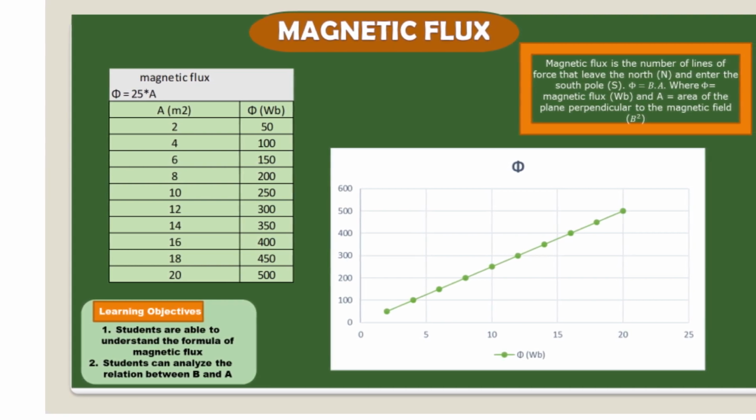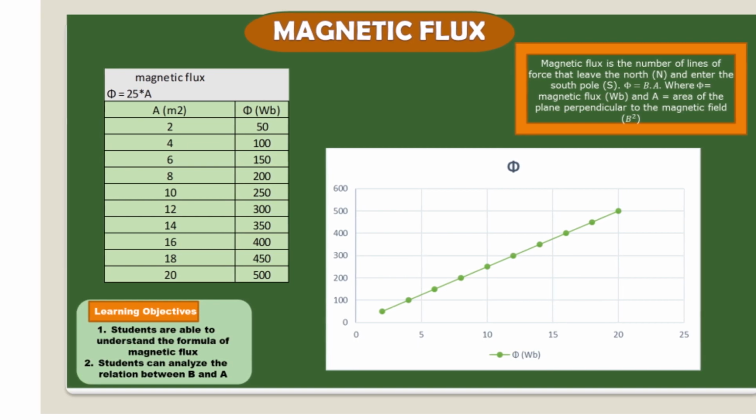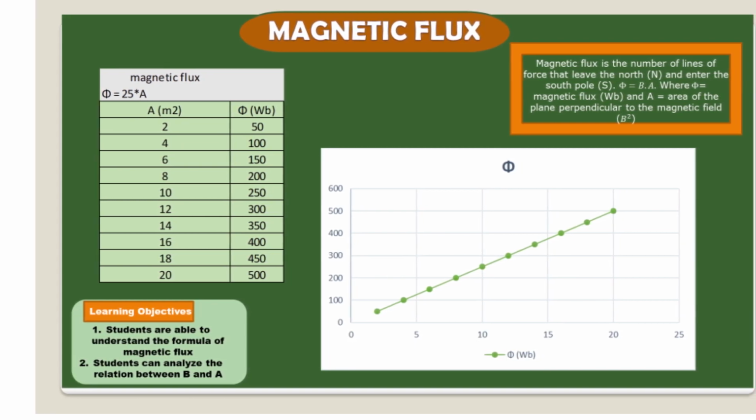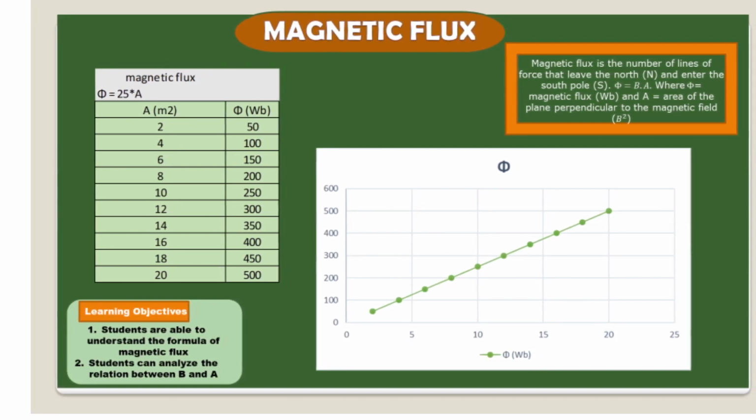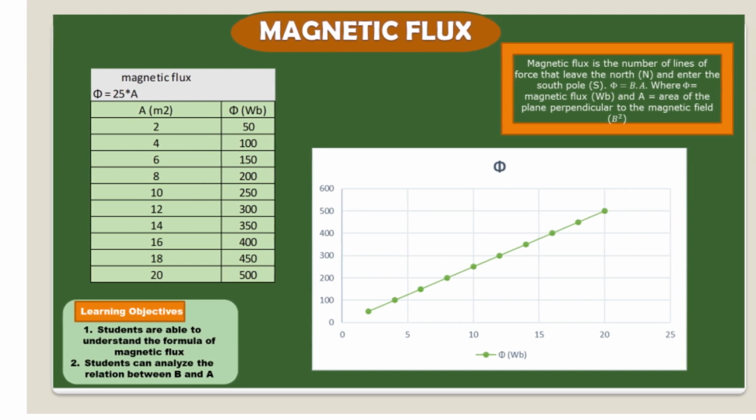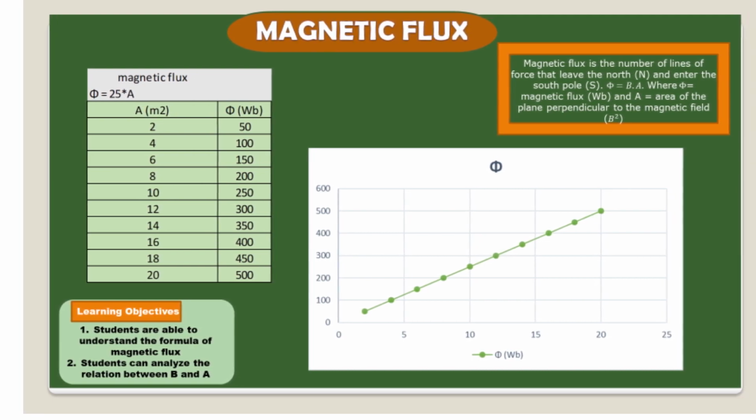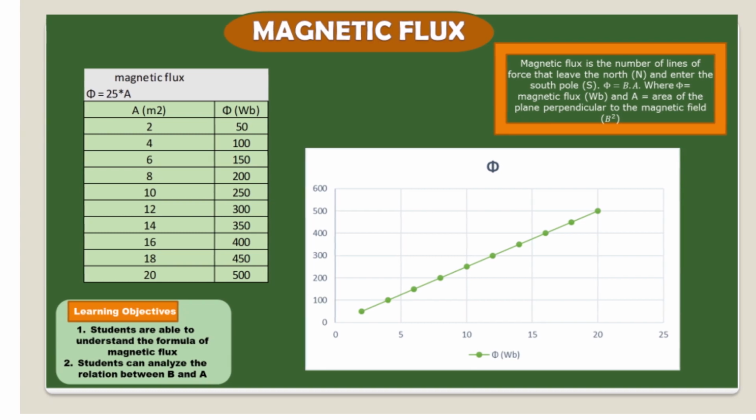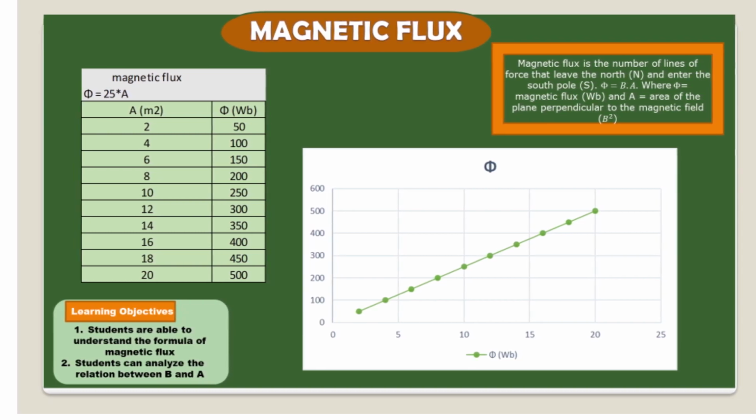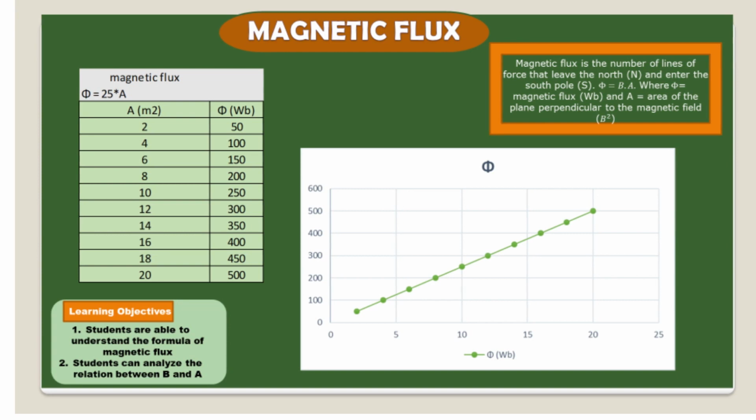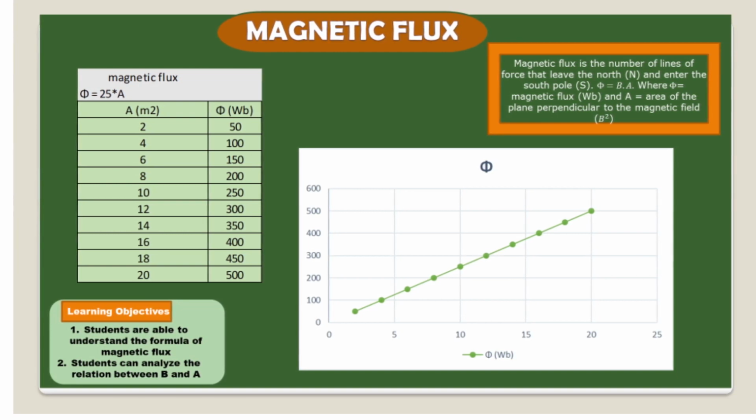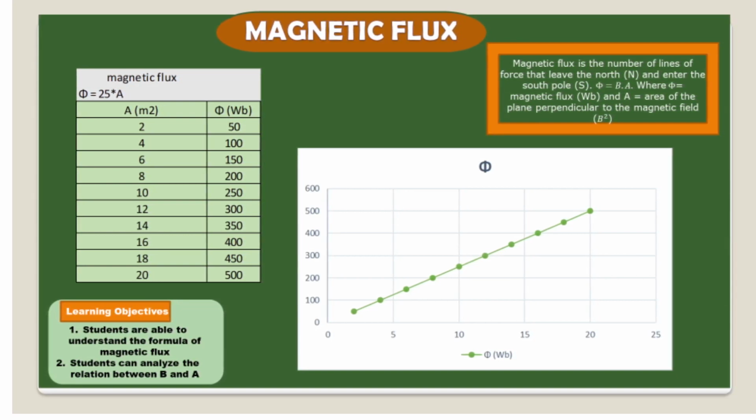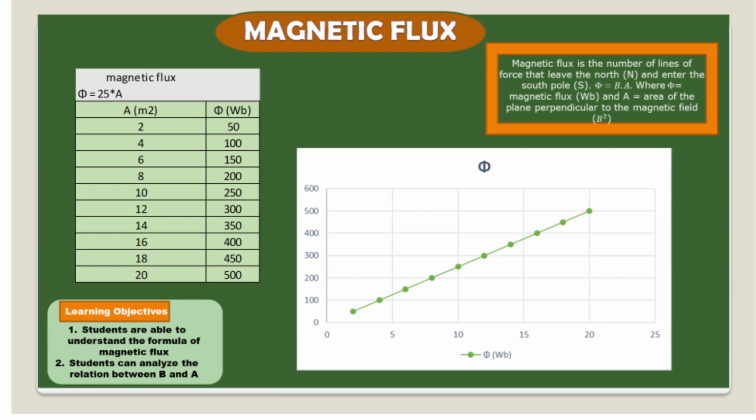The magnetic flux value is 50 Weber. For 4 meters square, the magnetic flux value is 100 Weber, and so on. And we can look on the graph. In the horizontal line, or x-axis, showing the cross-sectional area, while in the vertical line, or y-axis, showing the value of magnetic flux. So it can be concluded from the graph that this graph is linear with increasing constantly.